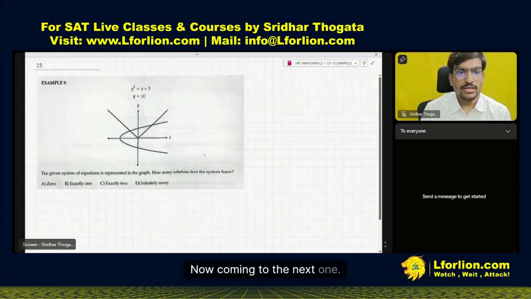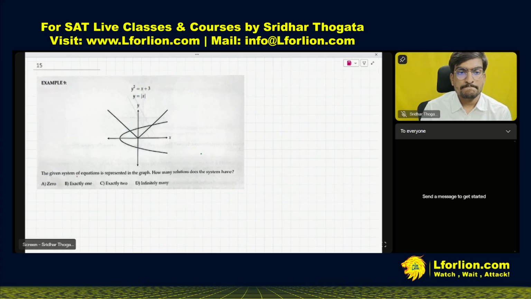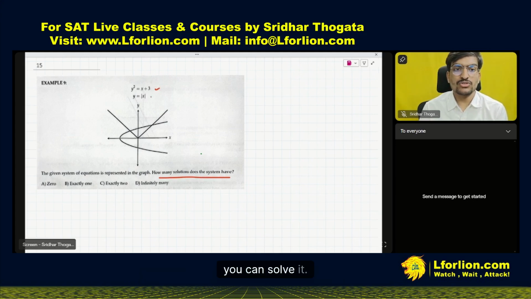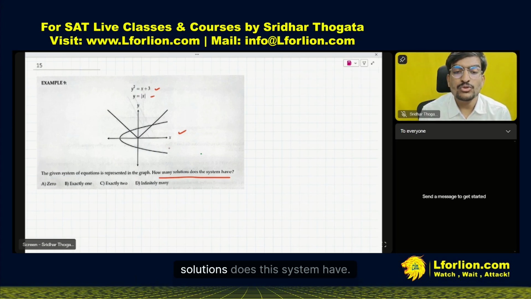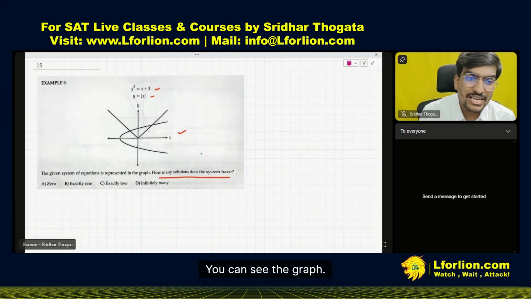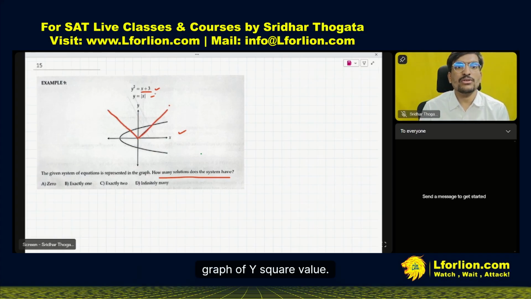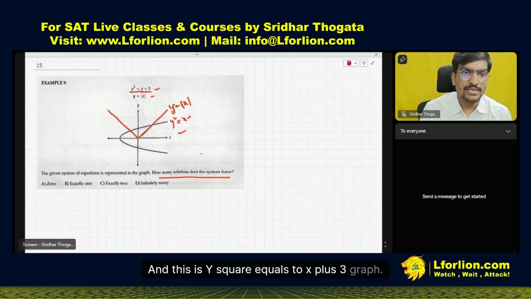Now coming to the next one, by watching the graph, we need to answer how many solutions the system has. They also give an equation, you can solve it, or by watching the graph you can say how many solutions this system has. You can see the graph. This is the graph of y equals mod x, and this is the graph of y squared equals x plus 3.